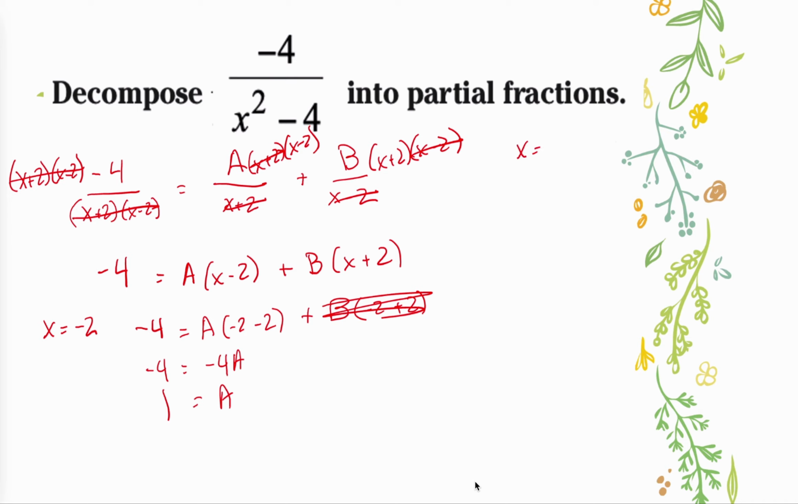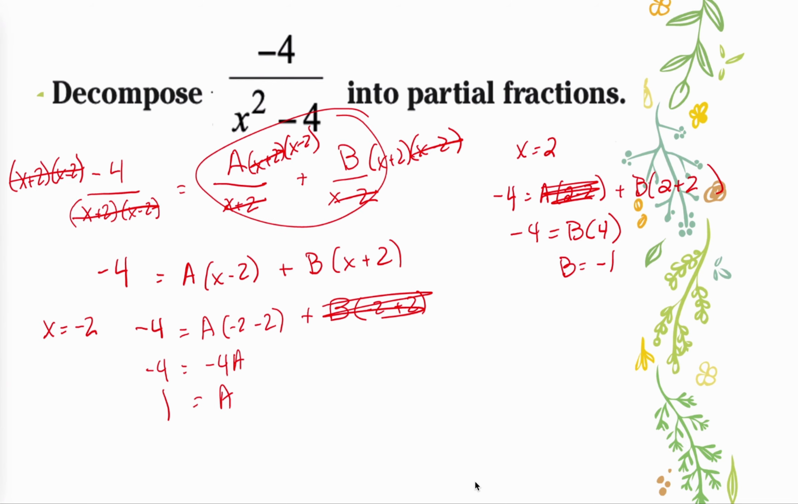Then we're going to set x equal to positive 2. -4 = a(2 - 2) + b(2 + 2). And that goes away. -4 = b times 4, which means that b = -1. Plug these back in to what we started with. You're going to get 1/(x + 2) - 1/(x - 2).